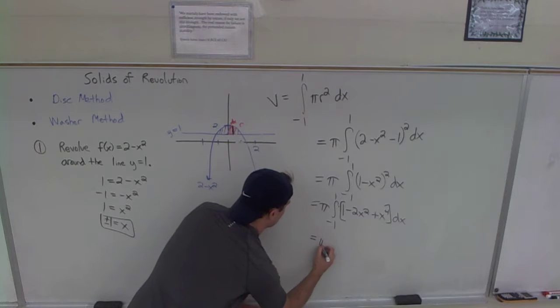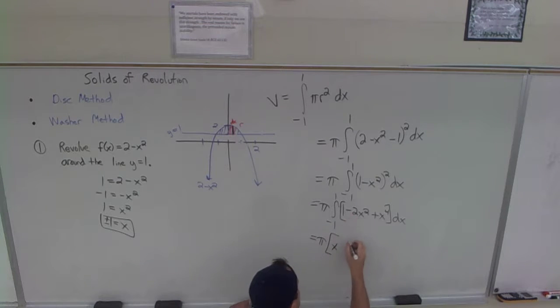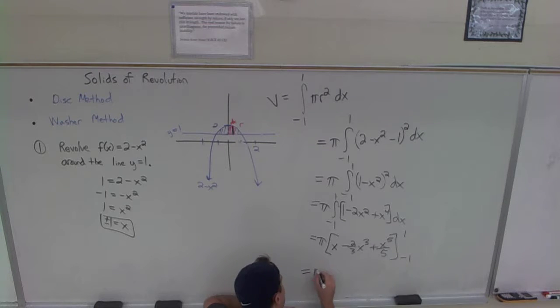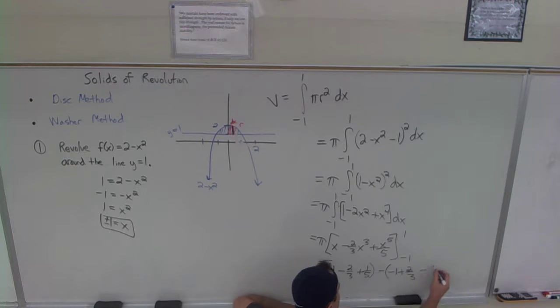Continuing to integrate, I get pi, and let's see, integrating 1 is x, integrating this is minus 2/3 x cubed, integrating this is x to the 5th over 5, from negative 1 to 1. Using the second fundamental theorem of calculus, the first part of the fundamental theorem of calculus, sticking 1 in, 1 minus 2/3 plus 1/5. Sticking negative 1 in, negative 1, negative odd is negative, that's positive then.